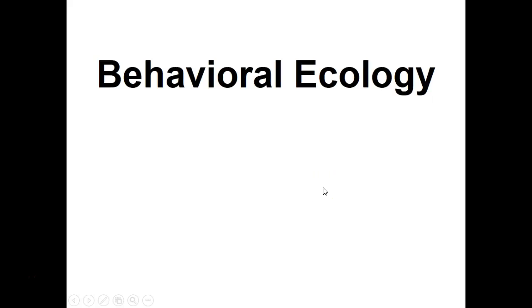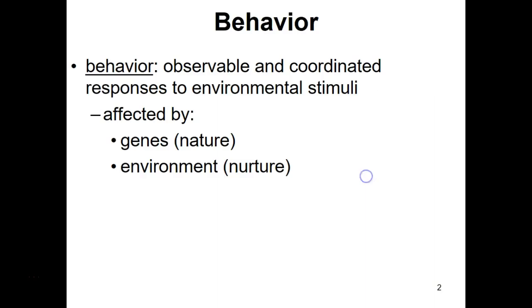Welcome to behavioral ecology. In this chapter, we're going to be looking at what influences behaviors. There are two basic mechanisms or things that can affect your behaviors. The first is your genetics. What your genes say about you will influence your actual behaviors. The second is your environment. How you are raised will influence your behaviors.